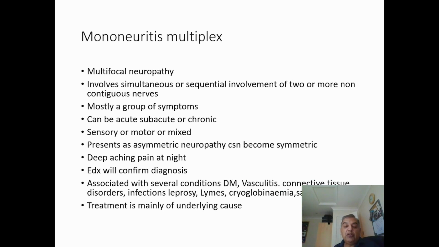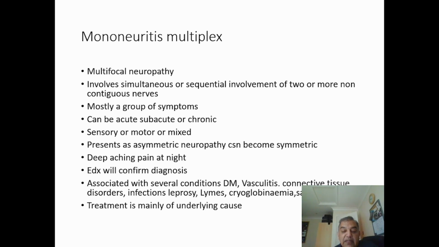Now, I've talked about mononeuritis multiplex. It involves simultaneous or sequential involvement of two or more non-contiguous nerves. Mostly a group of symptoms, it can be acute, subacute, or chronic, and can be sensory, motor, or mixed. It presents as an asymmetric neuropathy, but can later on become completely symmetric. It's very painful. Usually it's a single nerve, but yes, multiple nerves can be involved, and electrodiagnostic studies will confirm it.